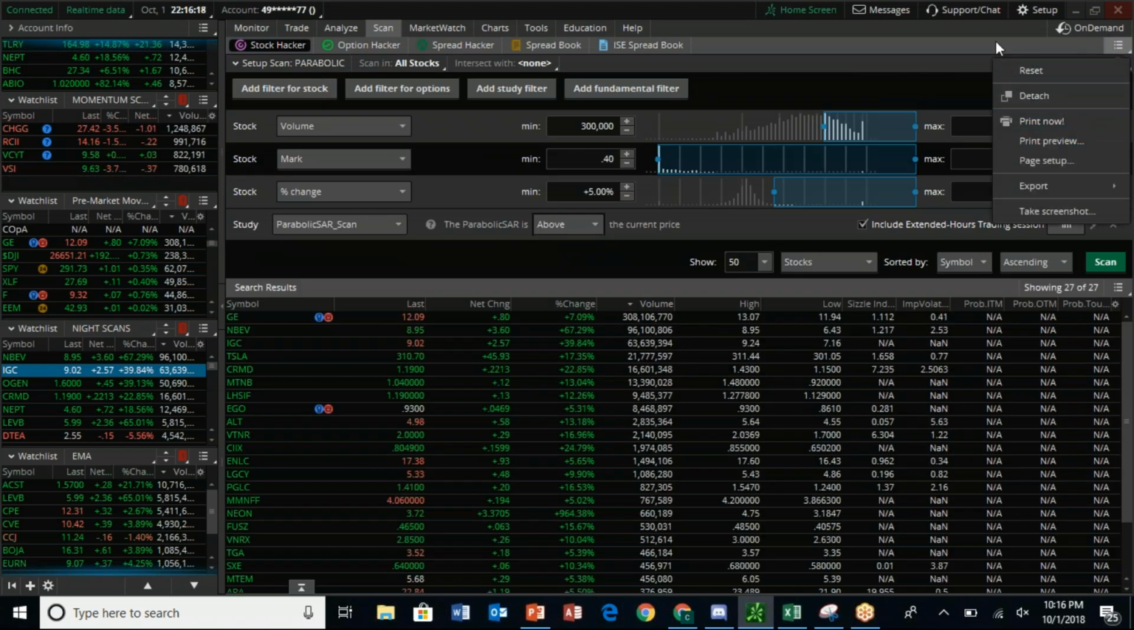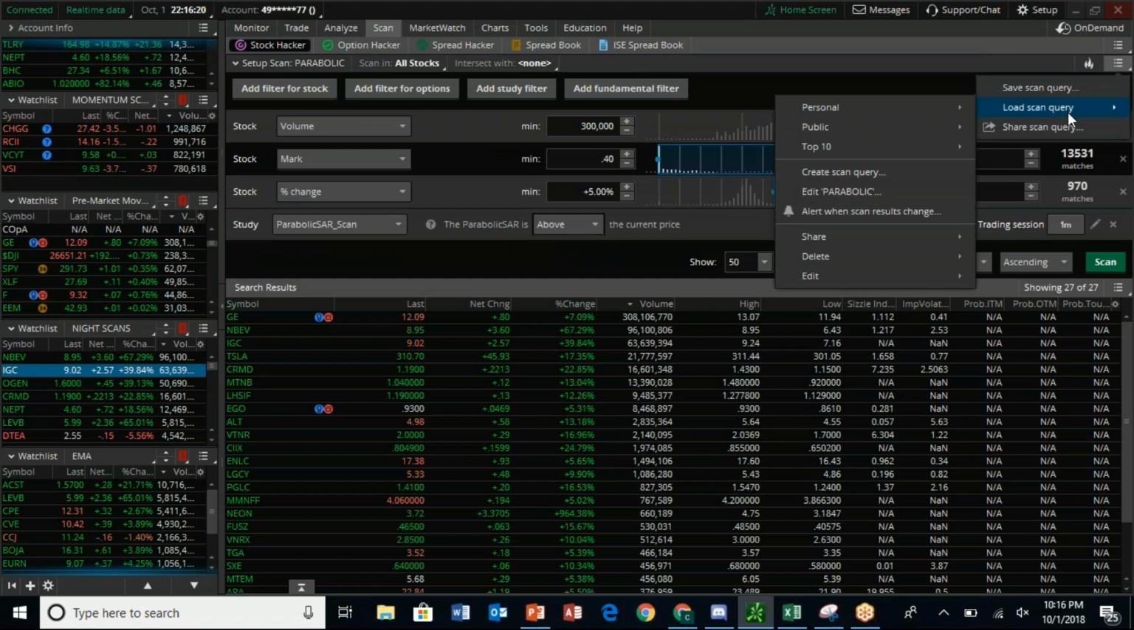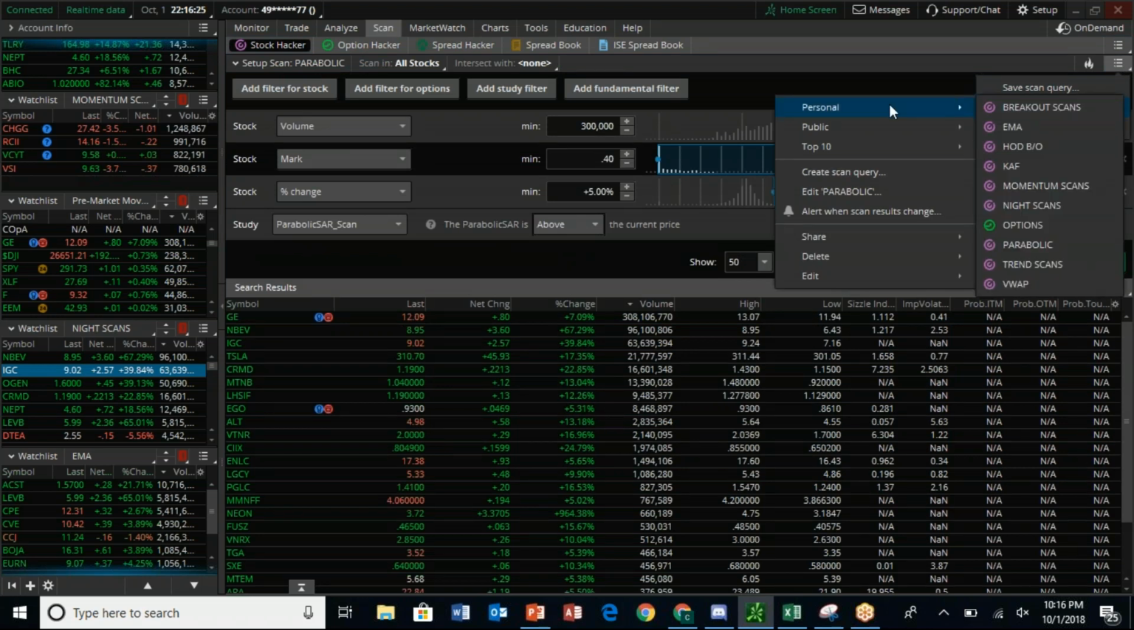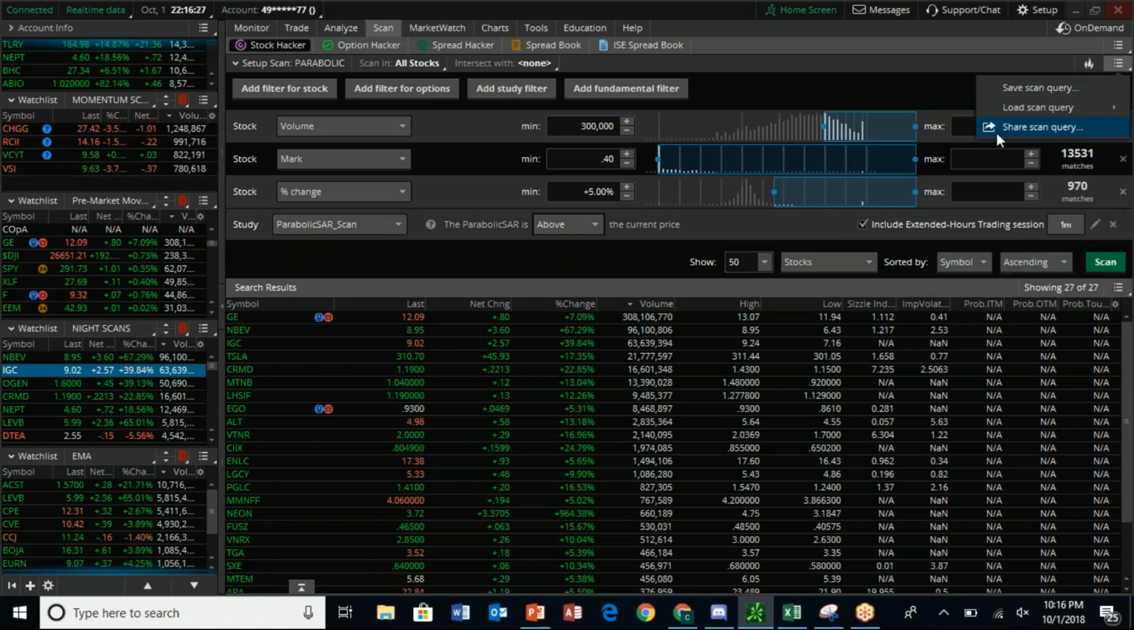so you have your setup scans, and again, you can play around with this, and this is the part where it starts to get more individualistic and really about what you like to do.